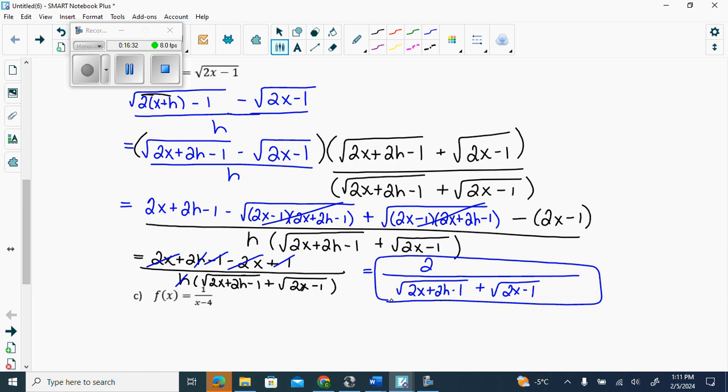And now the problem is gone because if I plug a 0 in for h, this is just going to be 2 times 0. It's going to cancel off. But it doesn't make my denominator 0, right? Which was the issue.